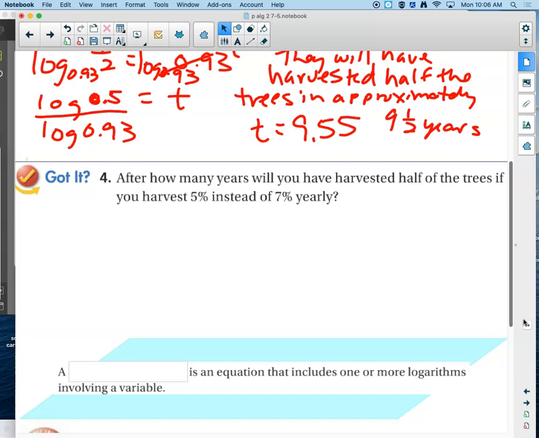They said, we're taking too many trees at one time. After how many years will you have harvested half of the trees if you harvest 5% instead of 7% yearly? And that tells us the only thing that's going to change is our little 0.07 becomes a 0.05. Everything else is the same.